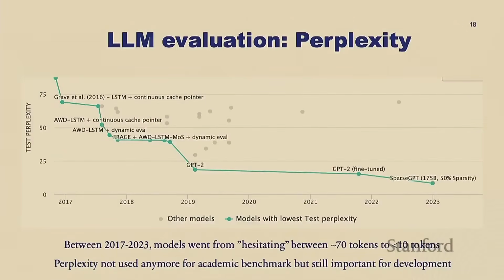Perplexity really improved. That's perplexity on a standard dataset between 2017 and 2023. It went from about 70 tokens to less than 10 tokens over these five to six years. That means the models were previously hesitating between 70 words every time they generated a word, and now they're hesitating between fewer than 10 words. That's much better. Perplexity is actually not used anymore in academic benchmarking, mostly because it depends on the tokenizer that you use and on the actual data that people are evaluating on, but it's still very important for the development of LLMs. When you train your own LLM, people will still really look at the perplexity.